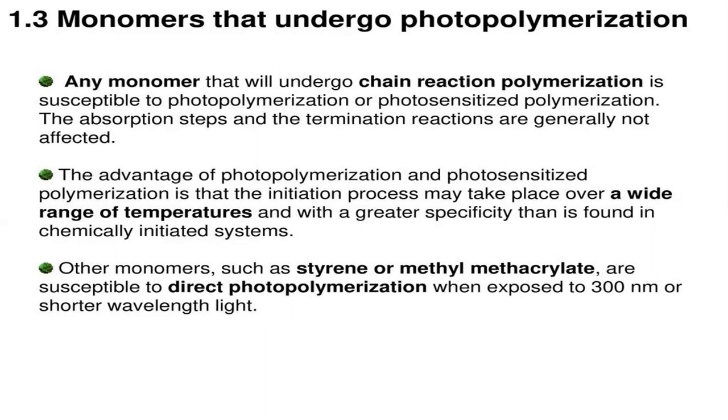The advantage of photopolymerization and photosensitized polymerization is that the initiation process may take place over a wide range of temperatures and with a greater specificity than is found in chemically initiated systems. Other monomers such as styrene or methyl methacrylate are susceptible to direct photopolymerization when exposed to 300 nanometer or shorter wavelength light. So these are the monomers of photopolymerization.